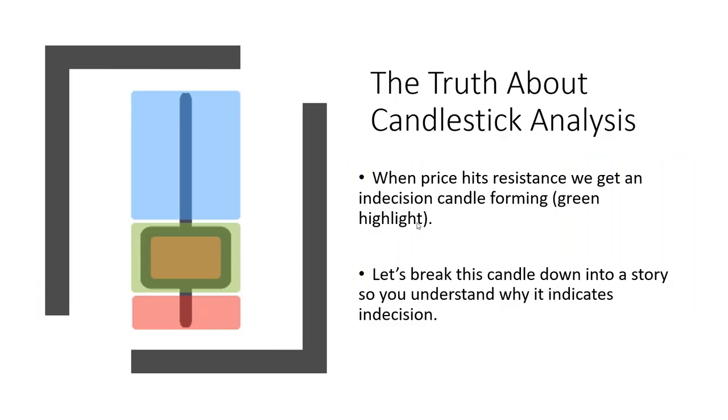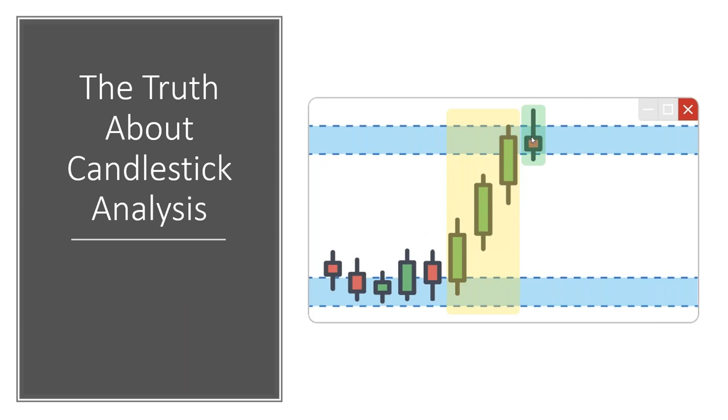Okay. So the truth about candlestick analysis: when price hits resistance, we get an indecision candle forming. So let's break this down into the story so you can understand what indicates this indecision. Now, for our indecision strategy, we have to combine these candles with our support and resistance levels, which all of us should have drawn on our charts at all times.